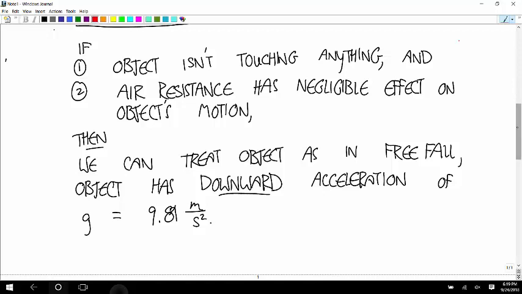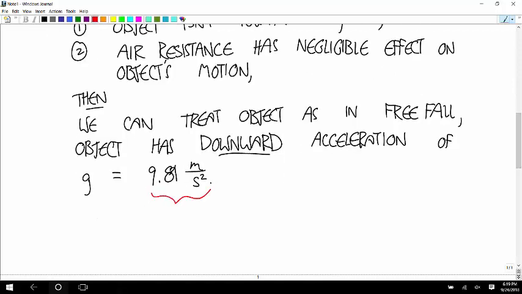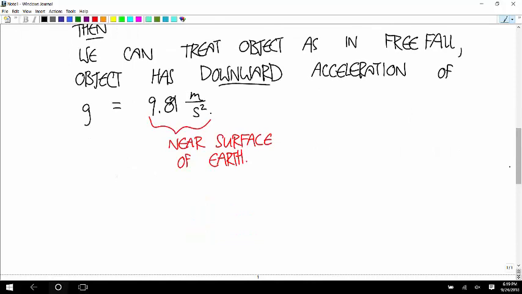That's what we expect near the surface of the Earth. You can do free fall problems on the moon or whatever. It works the same way, but then you have a different acceleration. Okay, so let's use that in a problem.